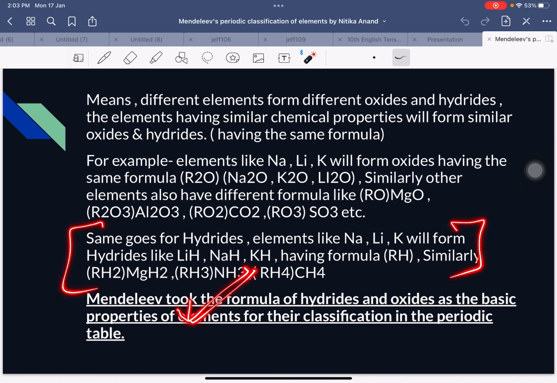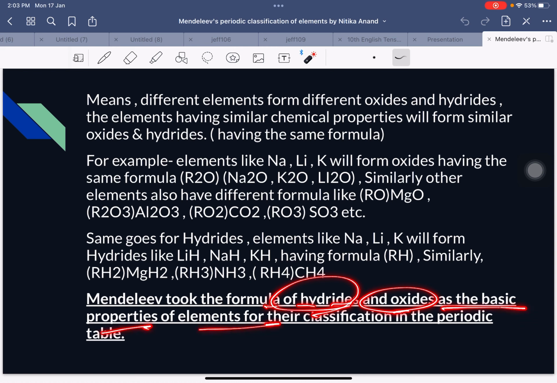So he grouped different elements on this chemical property. Same goes with the hydrides. Here, Mendeleev took the formula of hydrides and oxides as the basic property of the elements for the classification in the periodic table.